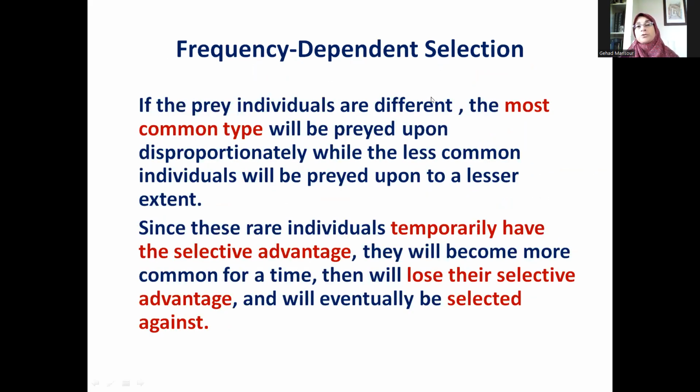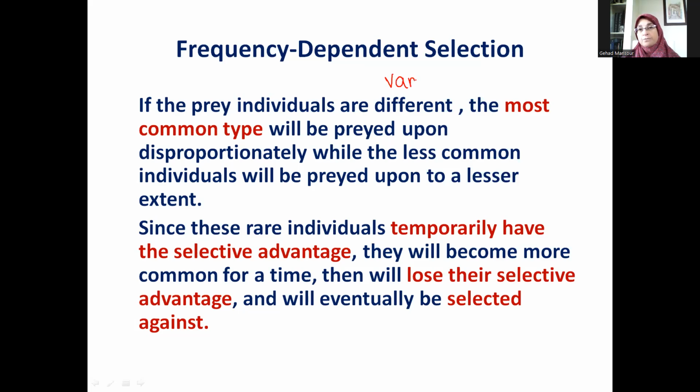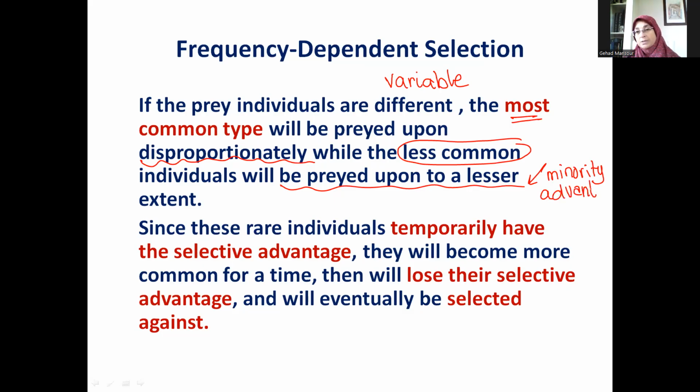If the prey individuals are different, meaning that here by different we mean that we have variations, so they are variable, there are several variants. Then first, the most common types will be preyed upon disproportionately, meaning that they will be focusing only on the most common types, while the less common individuals will be preyed upon to a lesser extent. And here comes the minority advantage. We are being preyed upon less extensively. This is the minority advantage.